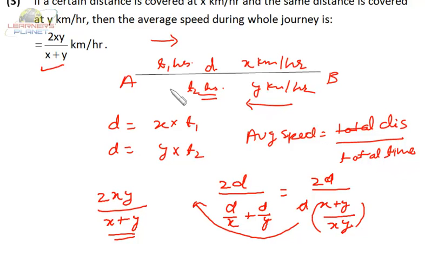Sometimes it happens that the speeds are x kilometer per hour, y kilometer per hour, and a third speed is also there. In that case, we have to further develop a formula. So to avoid all these complications, it is better to go for the conceptual approach. You should keep in mind that average speed is total distance by total time.